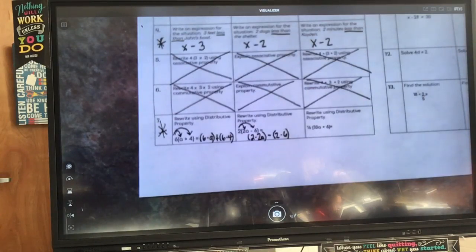Nope. It's not why we subtracted. Why did we add in the first one then? Why did we add in the first one? Why did we subtract in the second one?